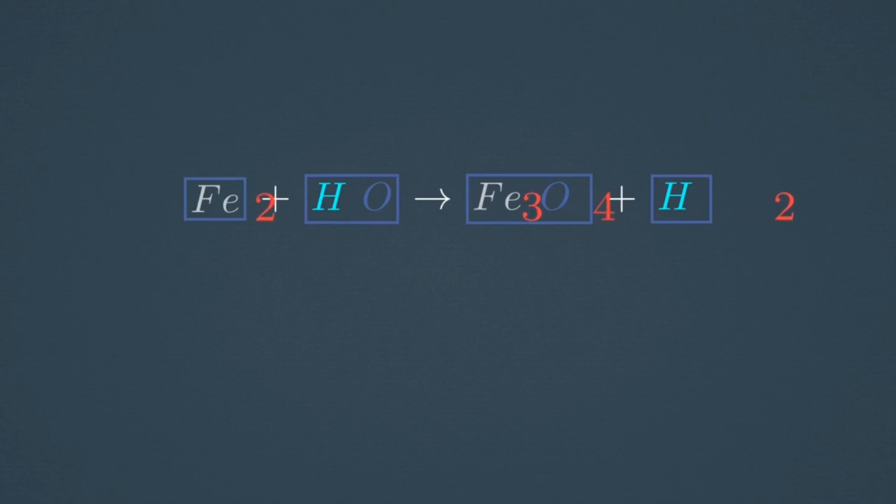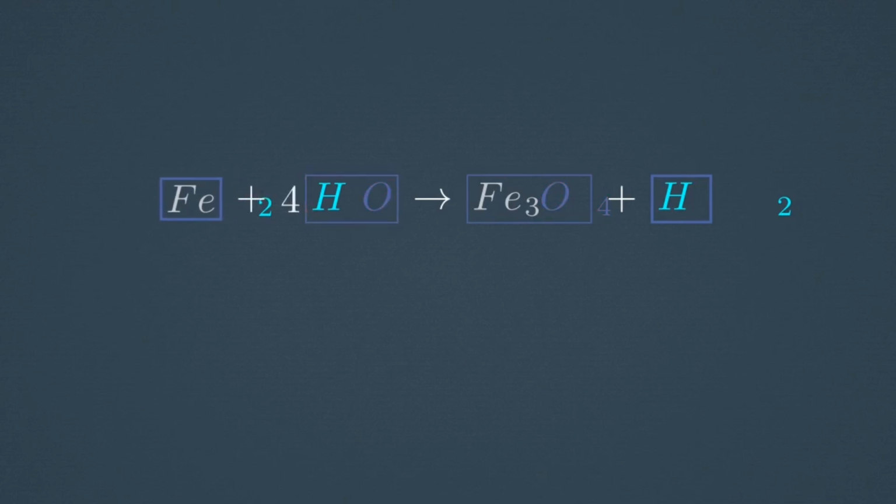Our first golden rule is to draw boxes around every formula. You are never allowed to change the small subscript numbers inside these boxes. We only adjust the multipliers on the outside. To avoid confusion, always start with the compound containing the maximum number of atoms. In this reaction, that is Fe3O4.